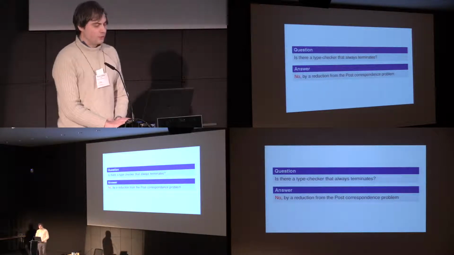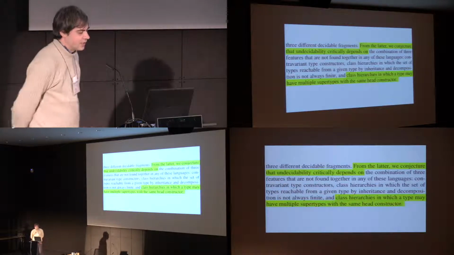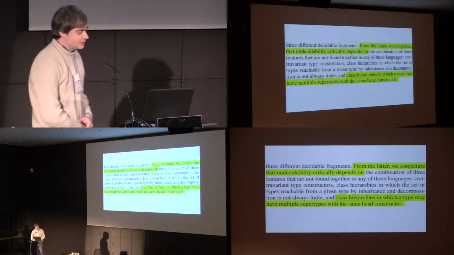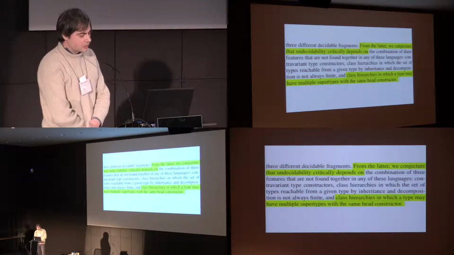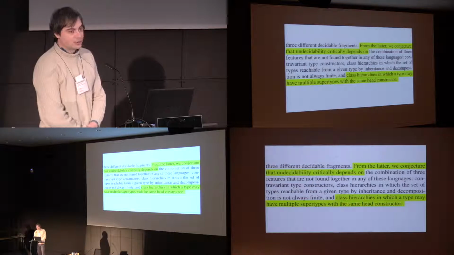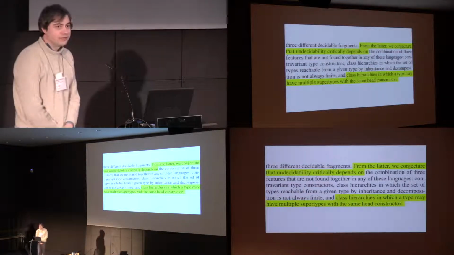So is the story over? Well, it's not quite over because of this. It says, this is a quote from the article, "We conjecture that undecidability critically depends on the combination of three features that are not found together, in particular in Java." So what are these three features?